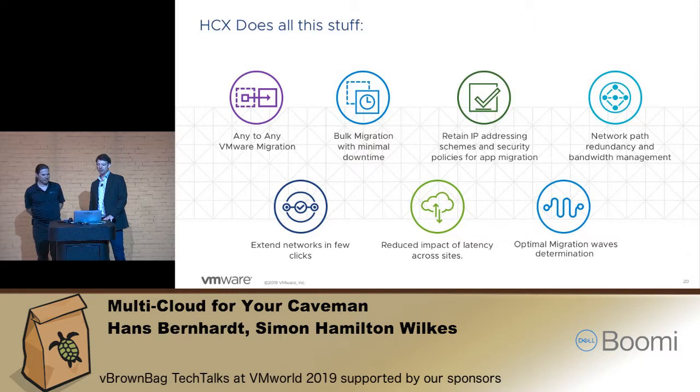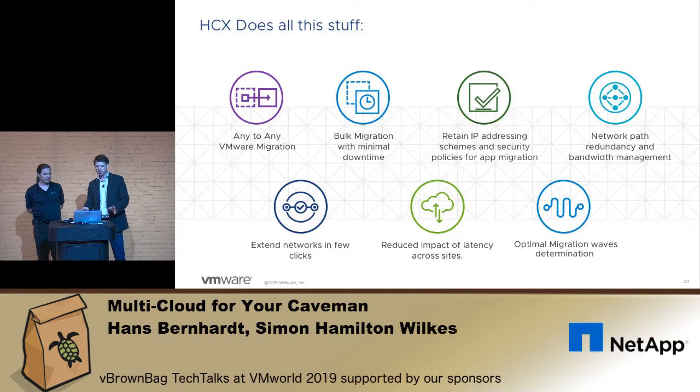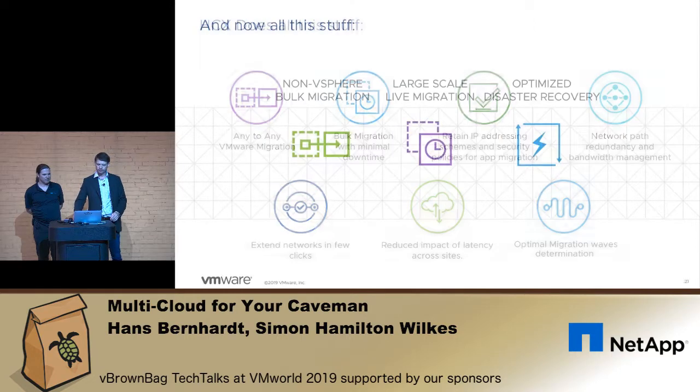But the cool thing here is you can kind of start to see the problems that HDX is solving, because in order to retain the IP addressing between environments, it's doing layer 2 stretch. In order to do redundancy and bandwidth management, it's doing WAN optimization. And all this stuff is happening in the various virtual appliances.